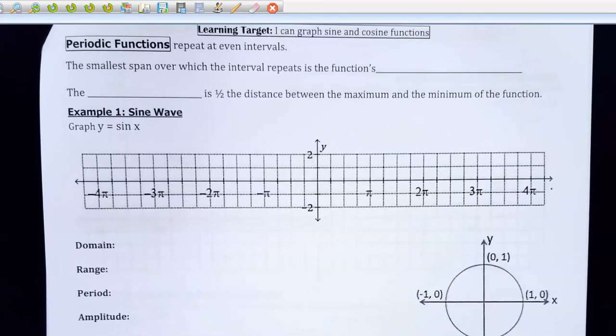All right, so we're going to do basic graphs for sine and cosine waves with just a basic 5 points, and then we're going to do a little bit where we stretch or shrink the graph.